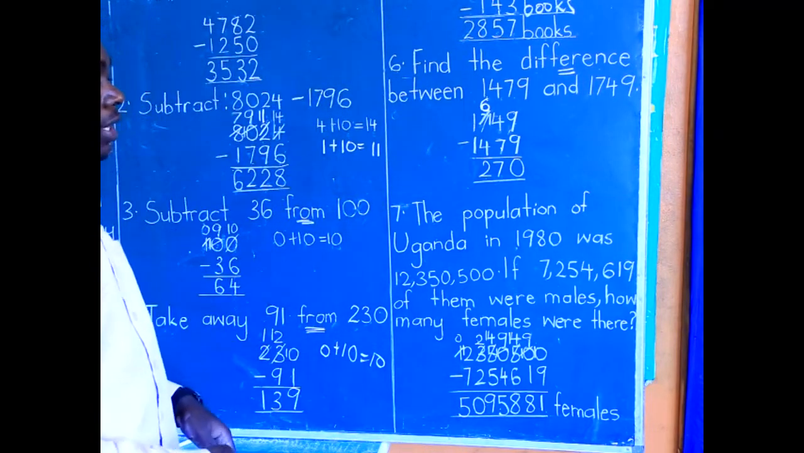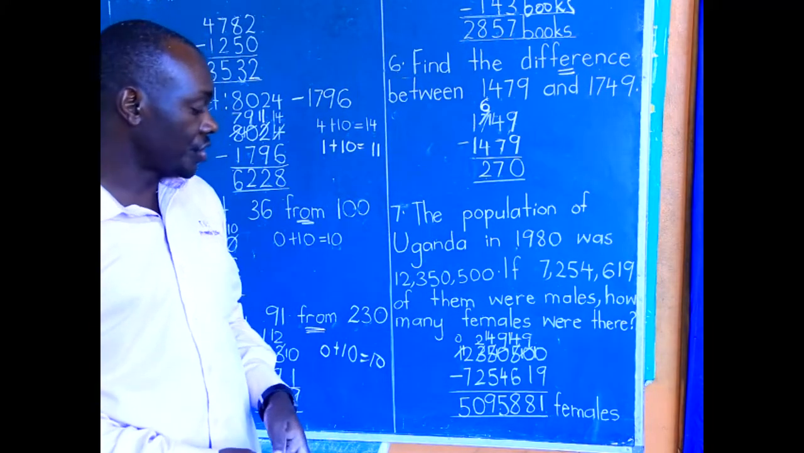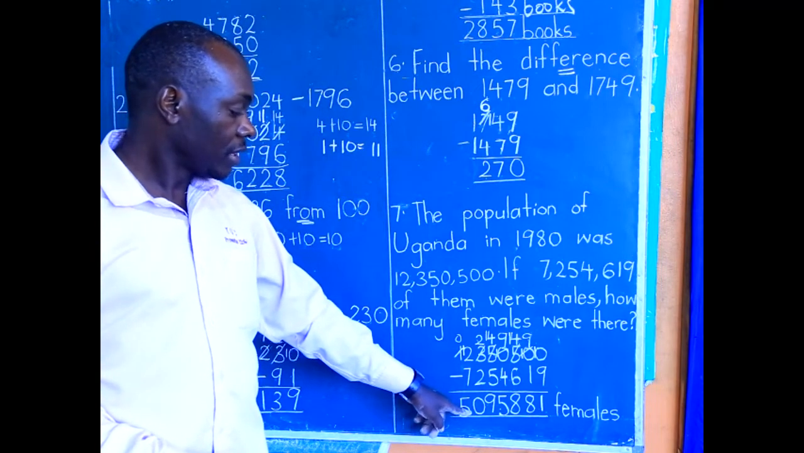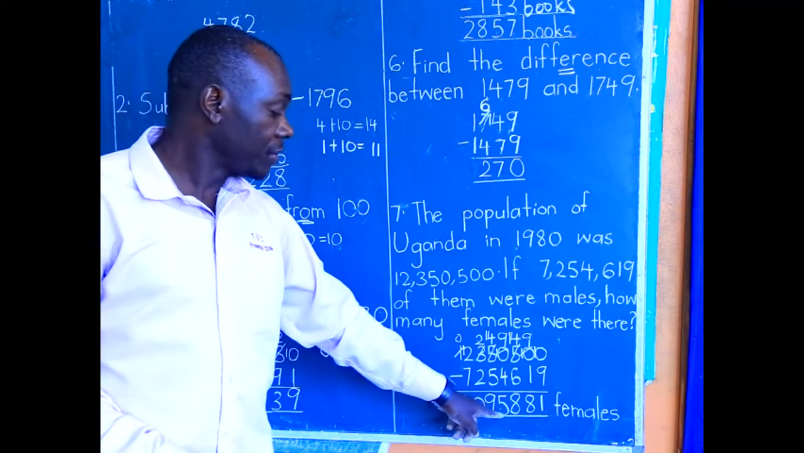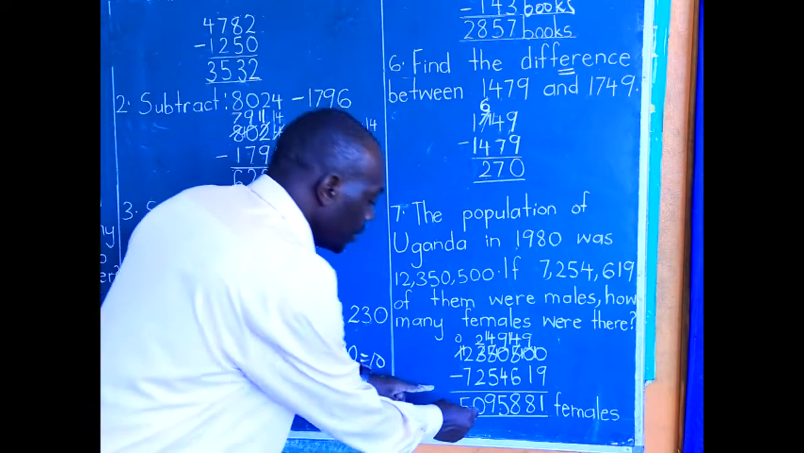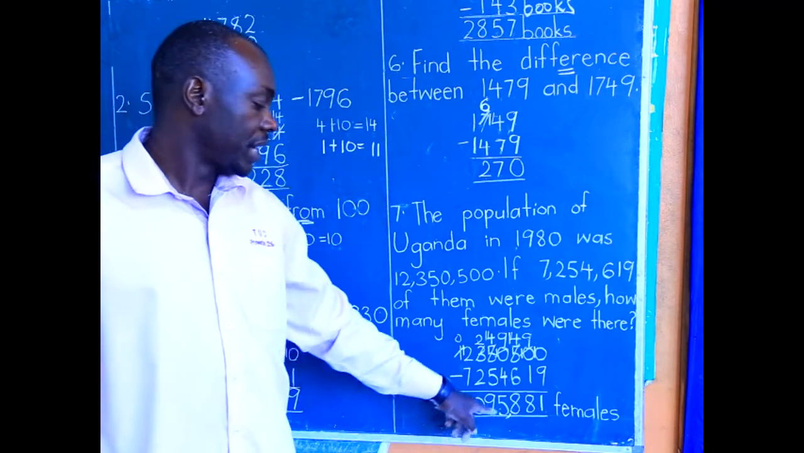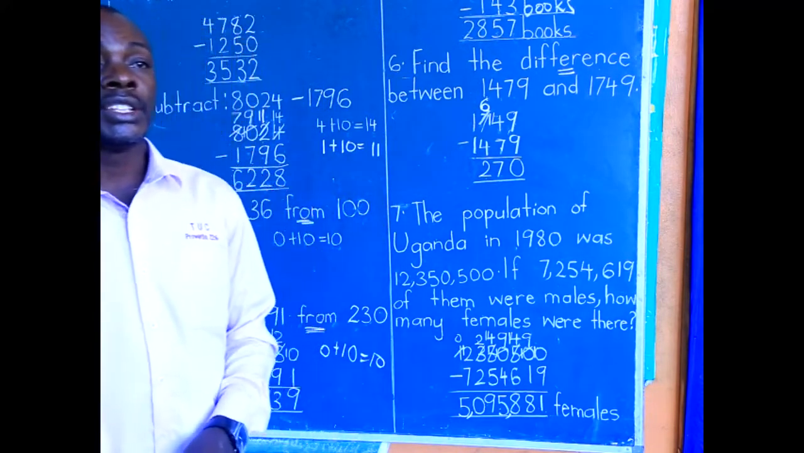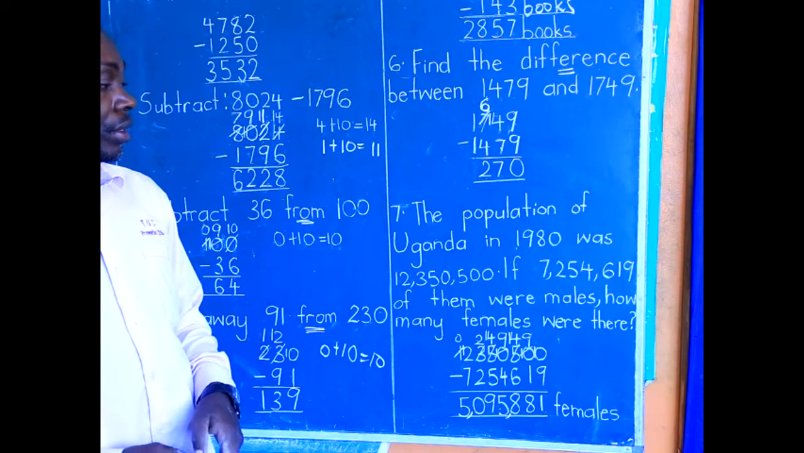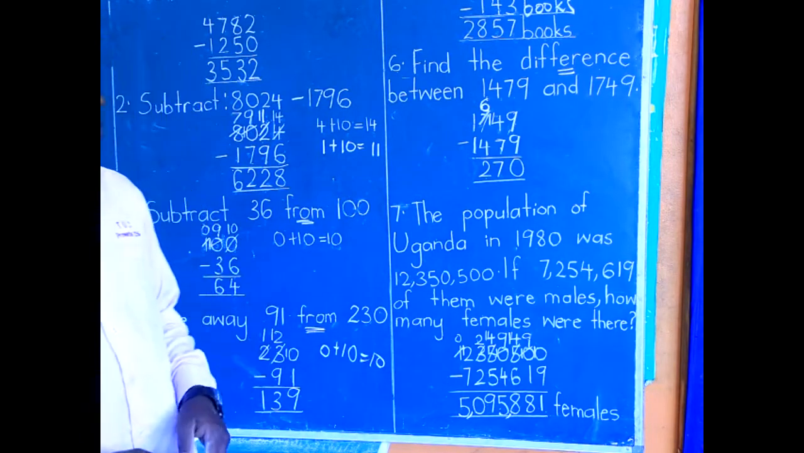So how many females were there in 1980? So the females were 5,095,881. There were 5 million, if you want to put a comma here, read well, that is 5,095,881 females that time in Uganda. All in all, it's knowledge of choice of the operation to be used.